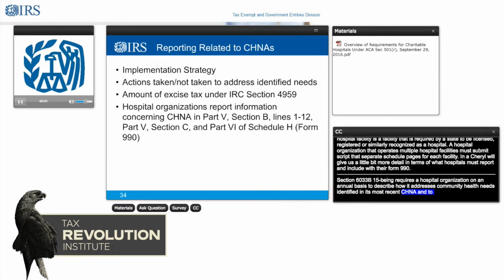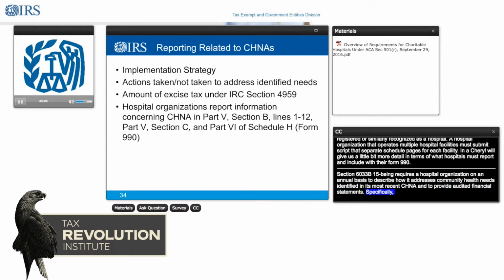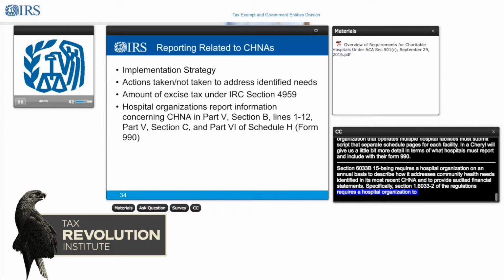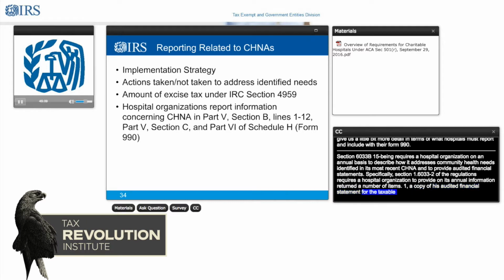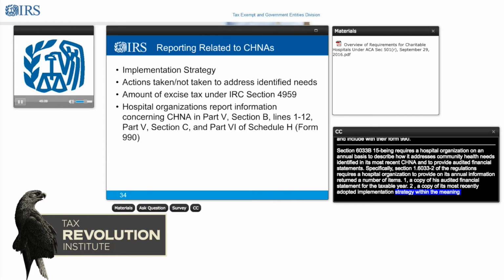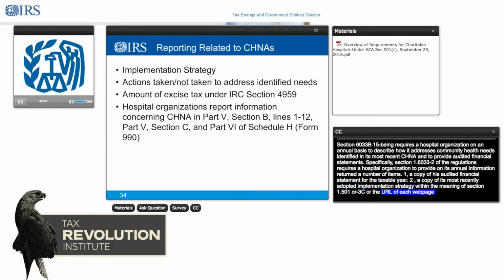Specifically, Section 1.6033-2 of the regulations requires a hospital organization to provide on its annual information return a number of items. Number one, a copy of its audited financial statement for the taxable year. Two, a copy of its most recently adopted implementation strategy within the meaning of Section 1.501(r)-3(c), or the URL of each web page where it has made the implementation strategy widely available.